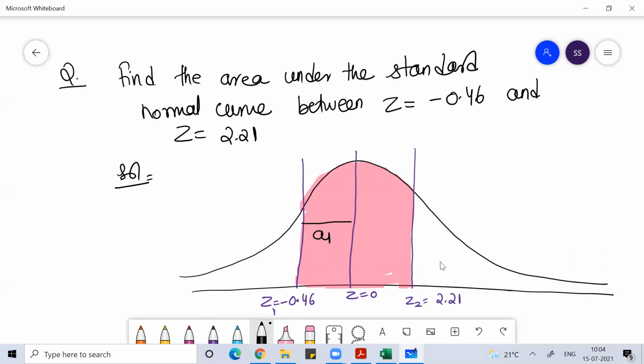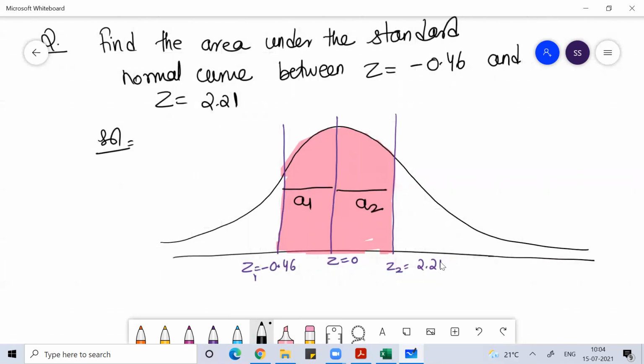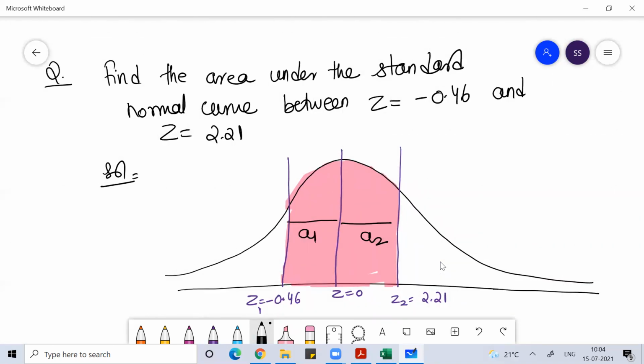This is the area A1, this is the area A2, guys. So how will I find the area of this region? I have to find the area between z equal to minus 0.46, which lies on the left hand side, since at the center we assume z is 0, so the left hand side will be negative z values, and 2.21, which lies on the positive side. So in between, I have to find the area. I hope you are understanding this.